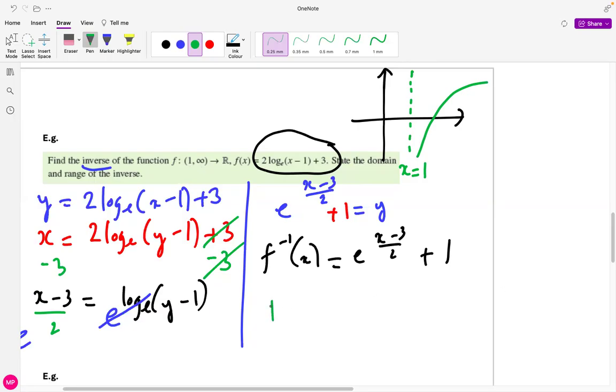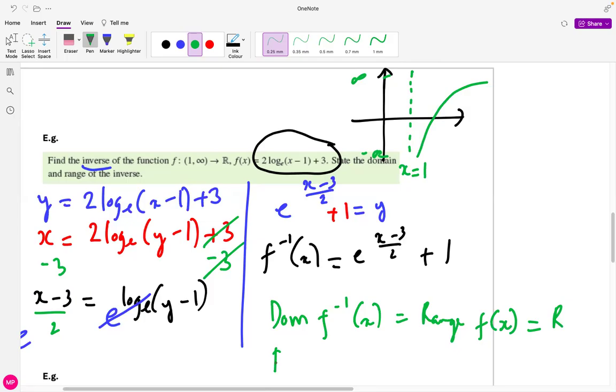So I would have the domain. I'm looking for the domain of the inverse, which is the range of the original. If you look at this, the range of the original goes from negative infinity to positive infinity, so it's R. And the range of the inverse is the domain of the original, which goes from 1 to infinity. So there you go, 1 to infinity.